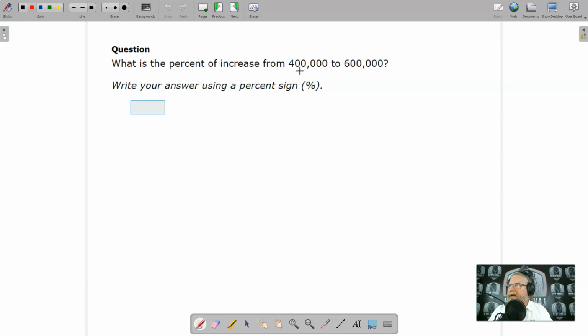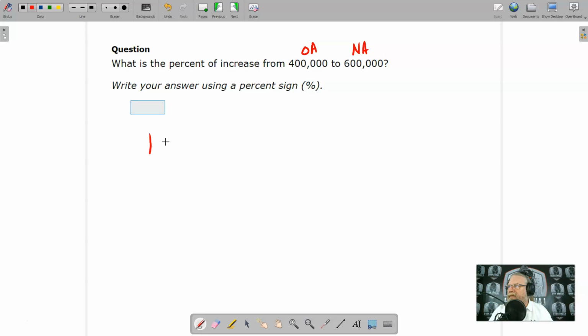What's the percent of increase from 400,000 to 600,000? Well, on this one here, this is the original amount. This is one of those ones that I was talking about that we could say, okay, I'm going to take the greater value and subtract the lesser value to get my numerator and then divide by the original amount. So we'll do that after we look at actually applying the numbers to the actual formula.